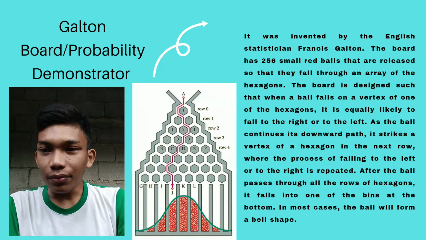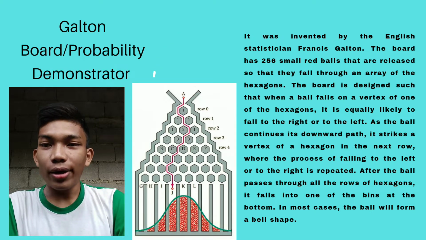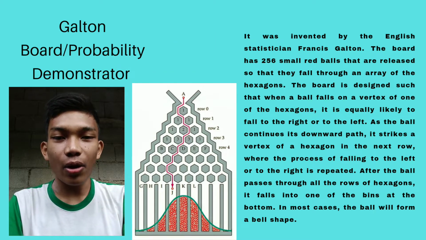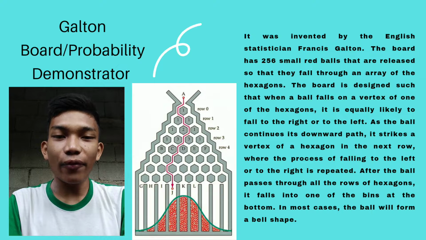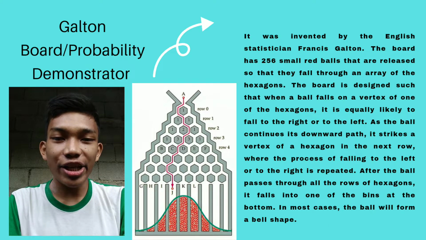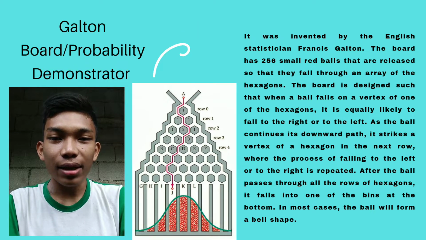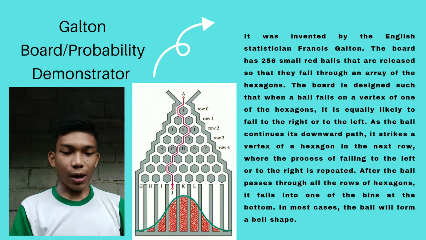So, the balls are released so that they fall through an array of the hexagon. So pag sinabi nating array of the hexagon, ito na yung arrangement. As you can see in the figure, yung mga arrangement ng mga hexagon na para siyang nagfo-form na triangle.